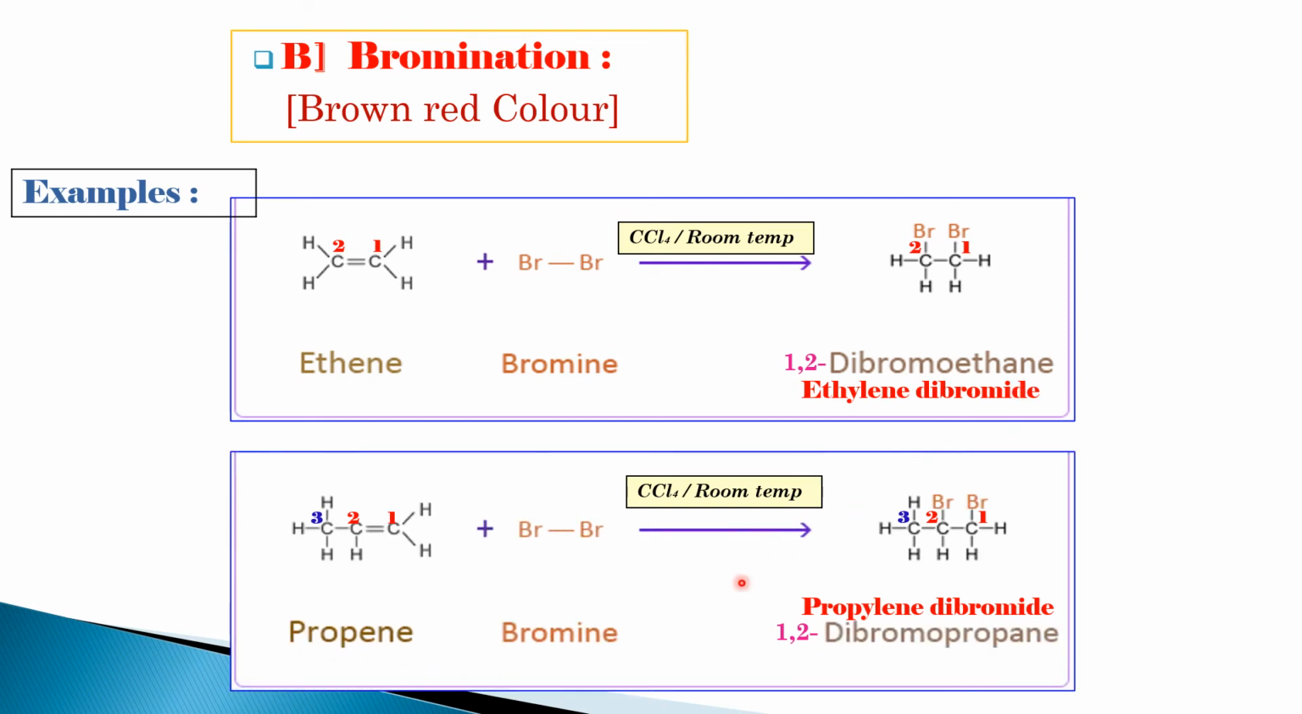Then second example, when propene reacts with Br2 in presence of CCl4 at room temperature, then it gives 1,2-dibromopropane, in which Br2 is added across the carbon-carbon double bond, because of which double bond is converted into single bond to give 1,2-dibromopropane or propylene dibromide.